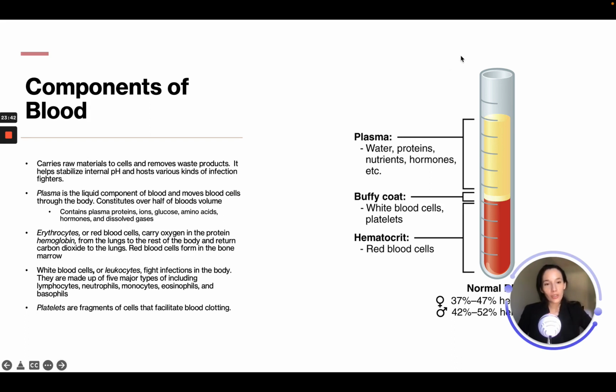But we can see, this is a vial of blood. And if you take a vial of blood and put it in something called a centrifuge, which spins it really, really fast, it separates the different components of the blood. So normal blood is made up of red blood cells, white blood cells, and platelets, and water, proteins, nutrients, and hormones.